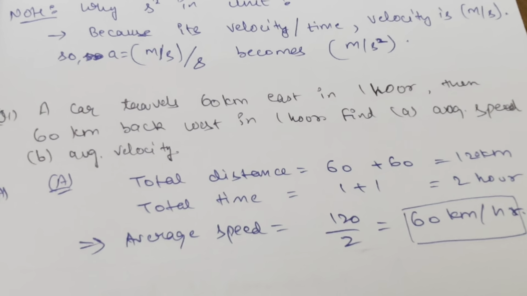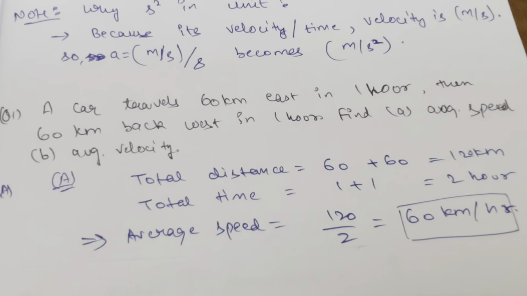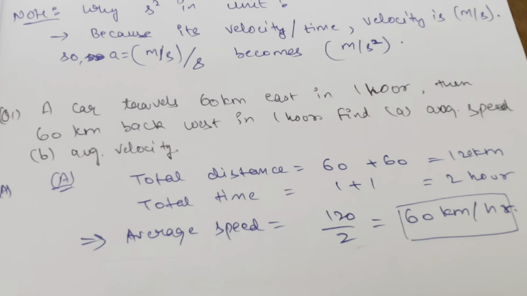Okay. Now, when we talk about velocity, remember we talk about displacement. So first we have to find what the displacement is. In the last video we learned that displacement is the straight line between the starting point and the final point. So here, the car is traveling from point A to east 60 km and then back to west 60 km.